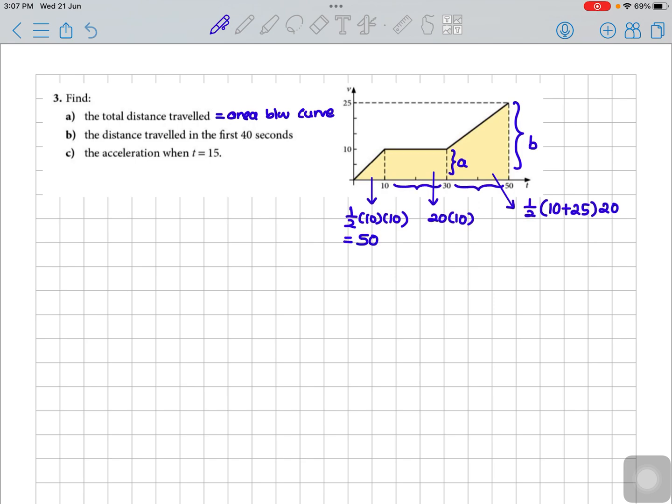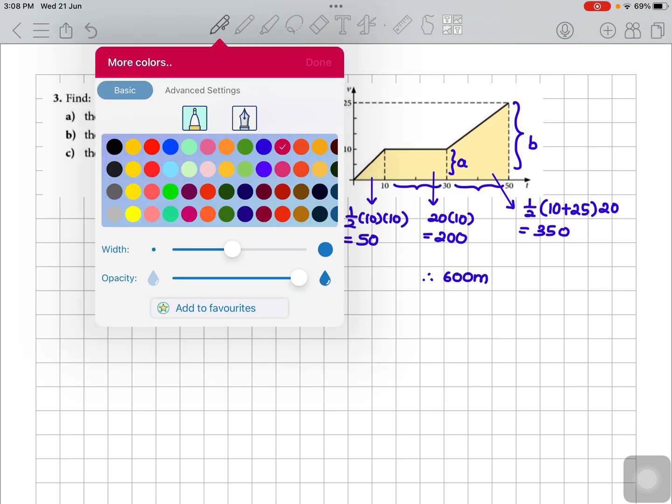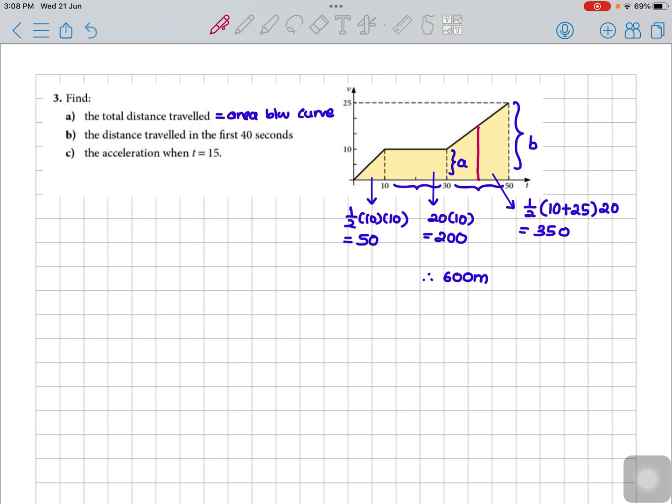If you total up all of this, let's see what we get. It's 50 here, 200 here, and this is going to be 350. So the total distance travelled is exactly 600 metres. Now the second part wants you to find the distance travelled in the first 40 seconds. So where is my 40 seconds? 40 seconds is here.